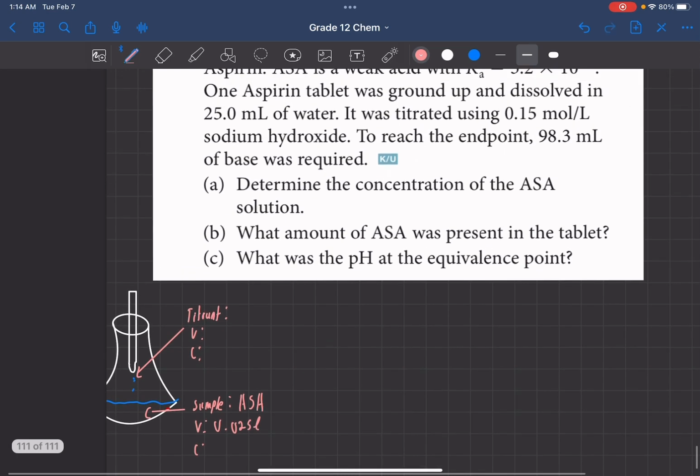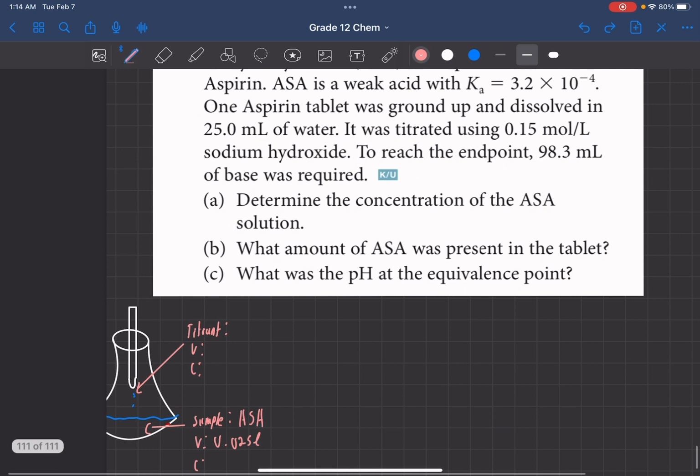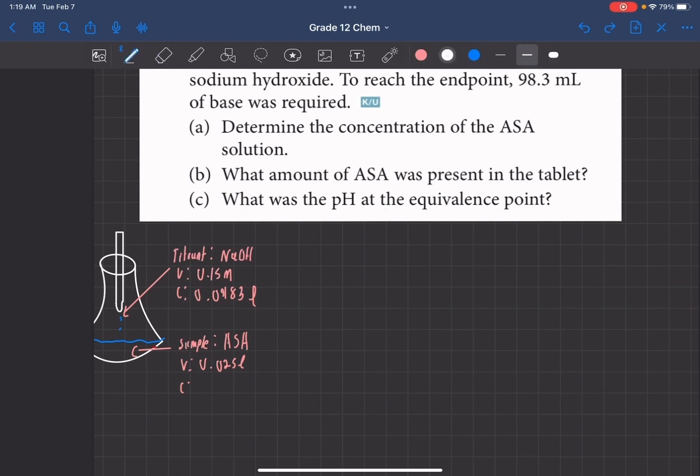The concentration of it, well, that's what they want us to find. And it was titrated with 0.15 molar sodium hydroxide, NaOH. To reach the endpoint, or equivalence point, it took 98.3 milliliters of base, or sodium hydroxide titrant, so 0.0983 liters. Okay, so now we're just going to be doing pretty much the same thing as the previous question.